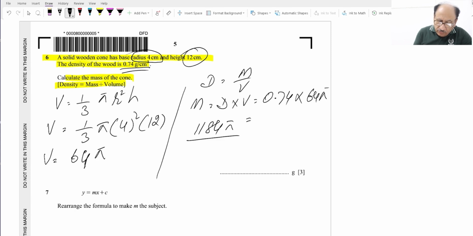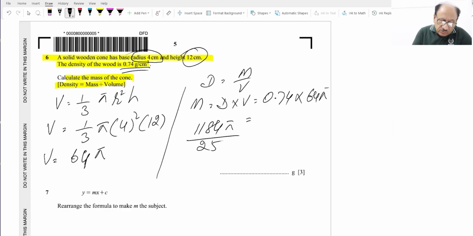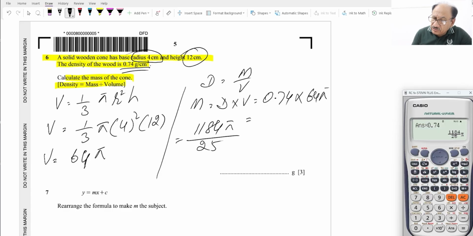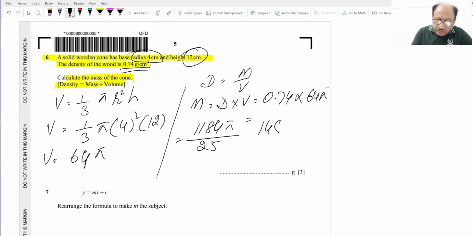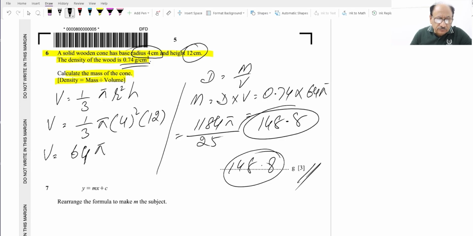This is equal to 1184 pi over 25, and this in decimal value will be 148.8. We can write the answer also, 148.8. This will be the final answer in grams for 3 marks.